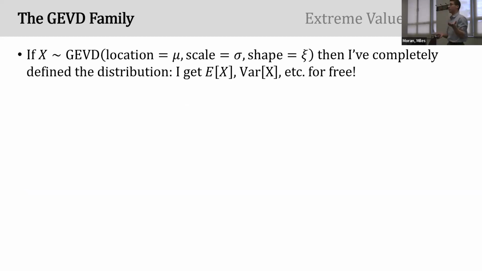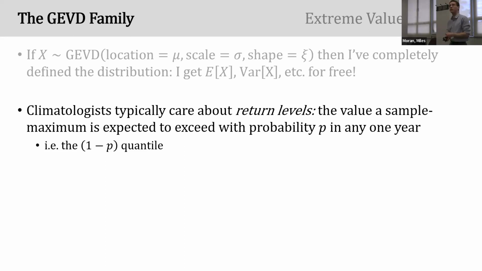And the beauty of this is that I've completely defined the distribution asymptotically, right? If I know what the distribution of the block maxima is, I can tell you about its typical behavior, about the spread of it, and most importantly, for climatologists at least, what we call return levels, which is just the value a sample maximum is expected to exceed with probability p in any one particular year, which really is just another way of saying the 1 minus p quantile.